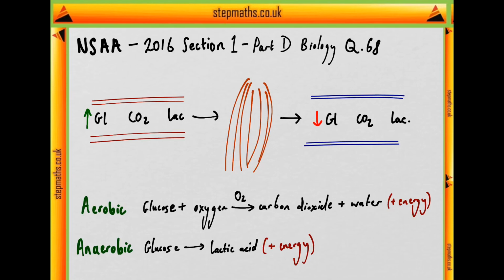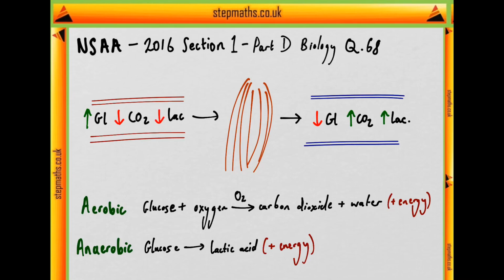So, moving on to carbon dioxide, carbon dioxide is a product of aerobic respiration, and therefore it will be higher in concentration in the venous blood. Moving on to lactic acid, well, again, that's a product of anaerobic respiration, so that will be higher in the venous blood relative to the arterial blood.